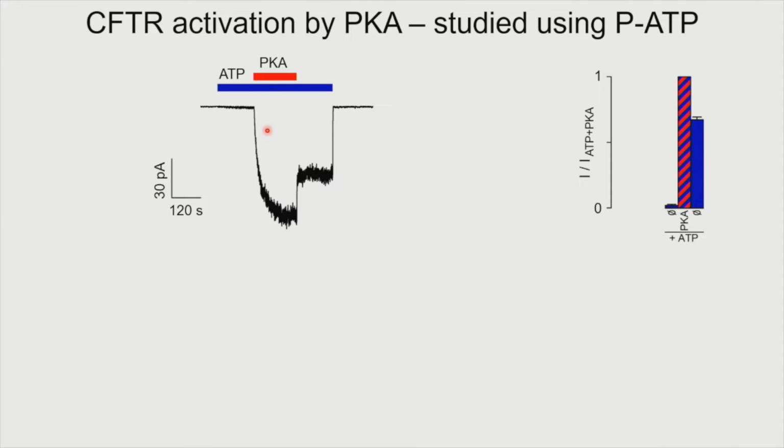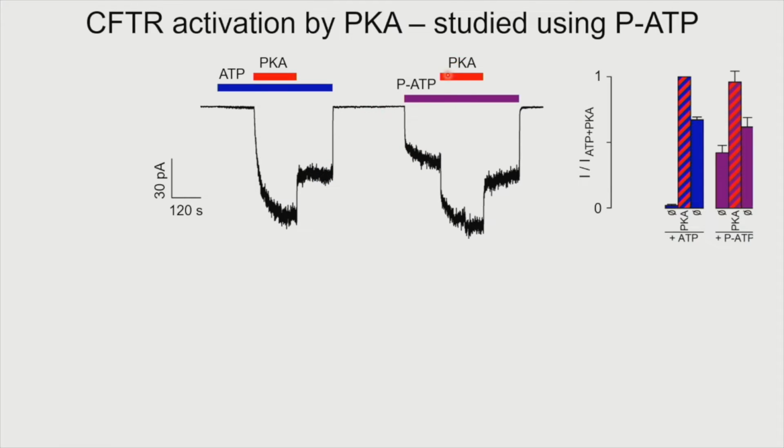What you can see here again is channel activation by PKA in the presence of ATP and partial deactivation upon PKA removal. But if we now reopen these phosphorylated channels with PATP, a second application of PKA again results in reversible additional stimulation. And this cannot be due to phosphorylation if PKA is indeed unable to use PATP for phosphorylation.